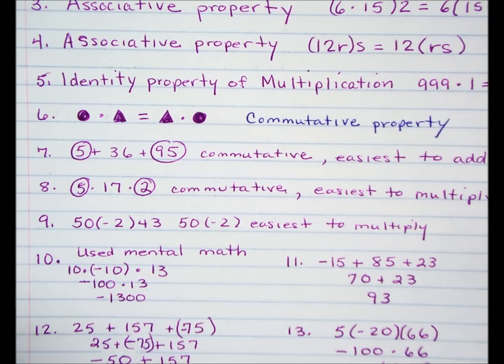For number 8, we had 5 times 17 times 2. So we would multiply 5 times 2 and get 10, and 10 times 17 would be much easier to multiply. Then in number 9, it was 50 times negative 2 times 43. Of course we'd multiply 50 times negative 2 to get negative 100, and then multiply it times 43, because that's the easiest thing to do.